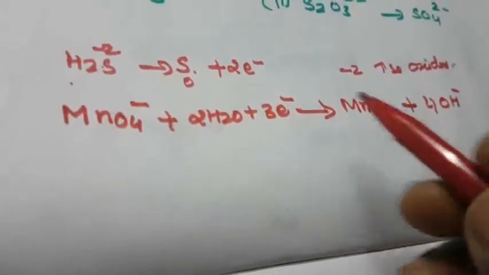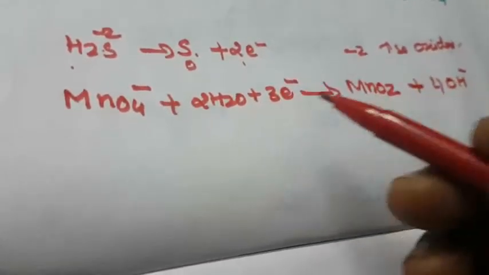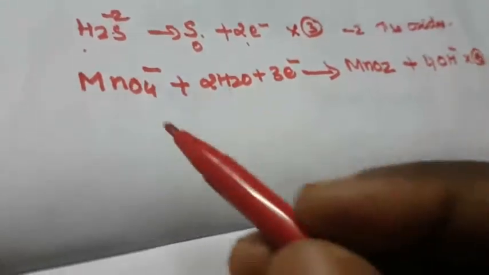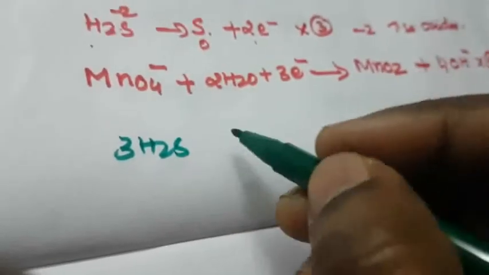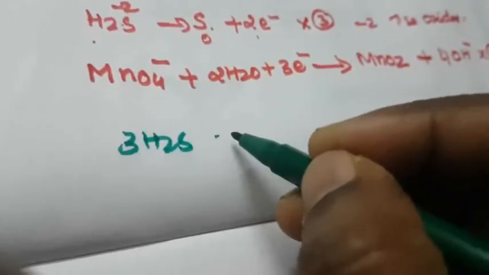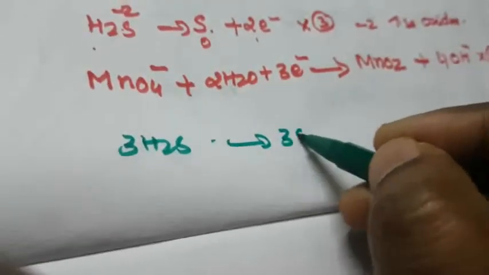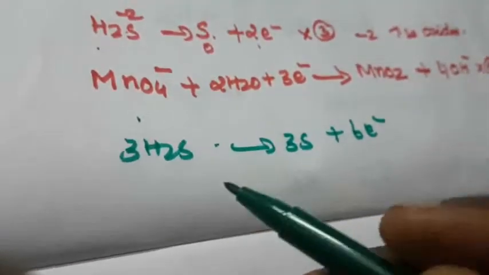Now we are balancing. Here the electrons are different: 2 electrons on one side and 3 on the other. So this equation is multiplied by 3, but that equation is multiplied by 2. The first one, multiplying the whole equation, is 3H2S gives 3 sulfur plus 6 electrons. Here the other equation is multiplied by 2.